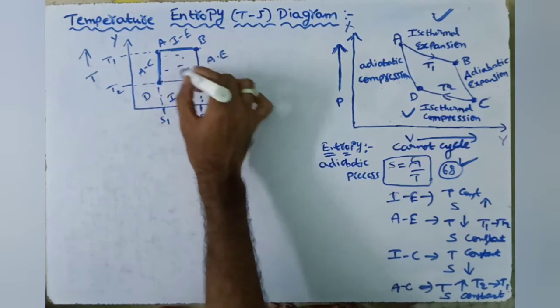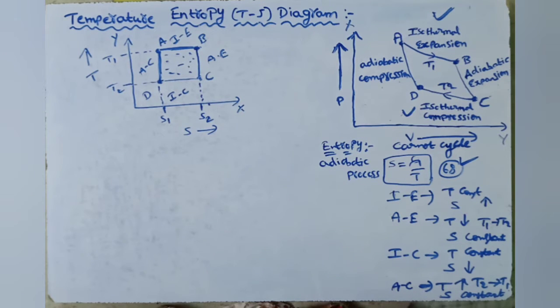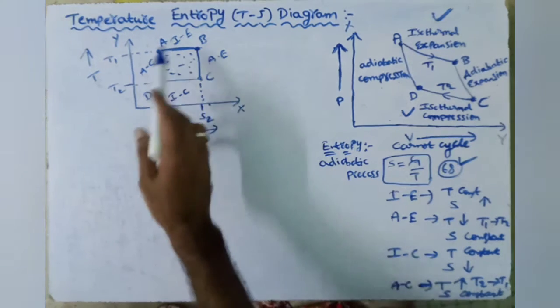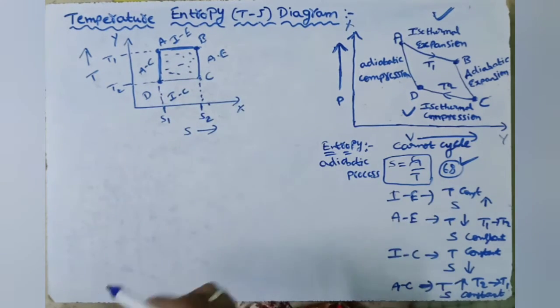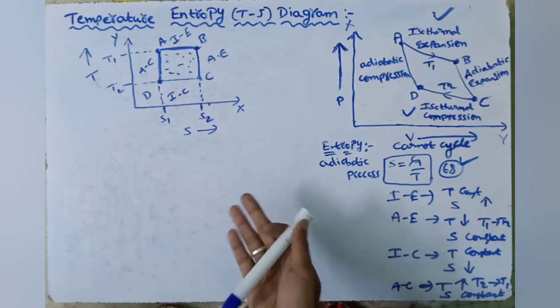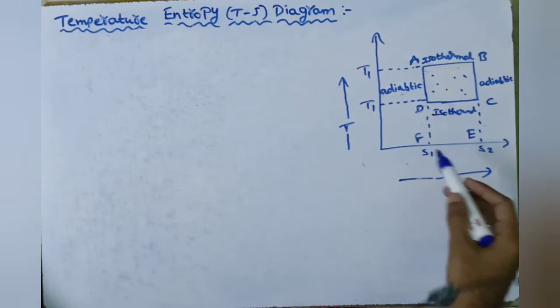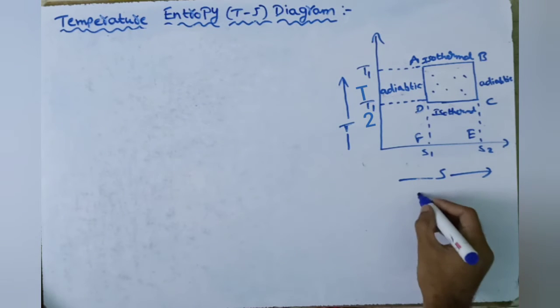We got a rectangle. The area of this rectangle in the TS diagram gives the available thermal energy for useful work in a reversible process. Here the reverse process is done. This is the temperature entropy graph. Now we are going to calculate the efficiency from the temperature entropy graph and discuss the uses of this TS diagram.